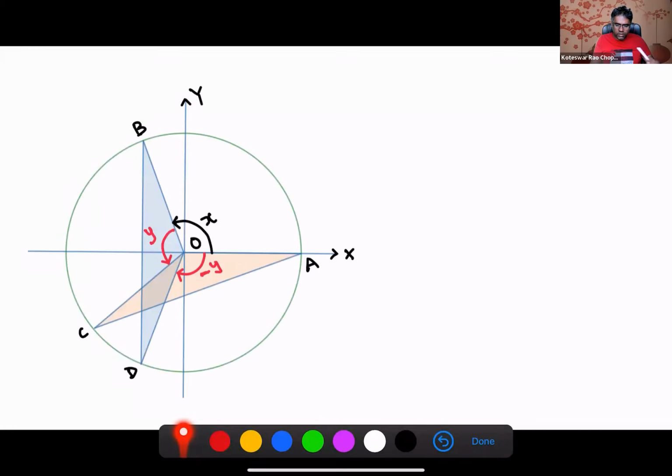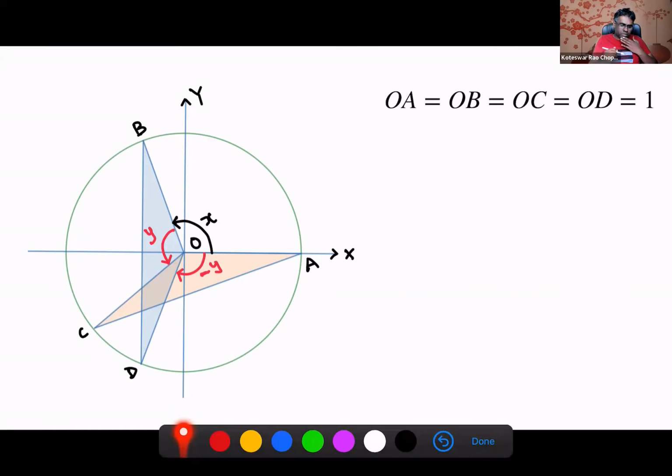Again, the same unit circle here. Now, observe this, because OA, OB, OC, and OD are all radii of this circle. So obviously they're all equal, and they are equal to 1 unit. This 1 unit could be anything, 5 centimeters, 6 centimeters, whatever it is, but it's considered 1 unit for us.